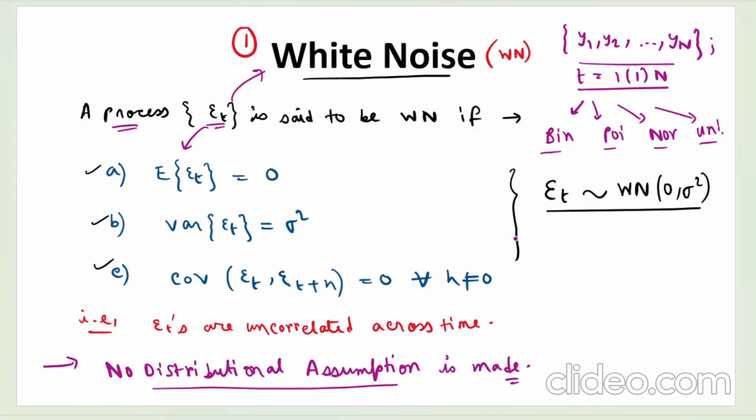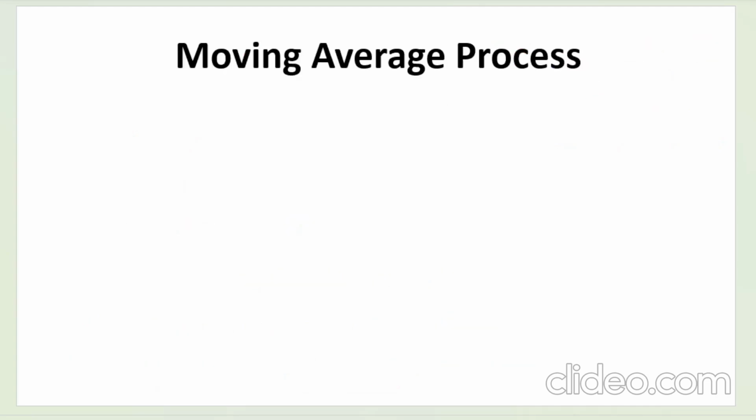Okay, now if you understood this process, white noise, we can now move into the second process, that is the moving average process. This is also a very important process that you frequently use in time series analysis. So let us understand what is moving average. In short, we write it as the MA process.